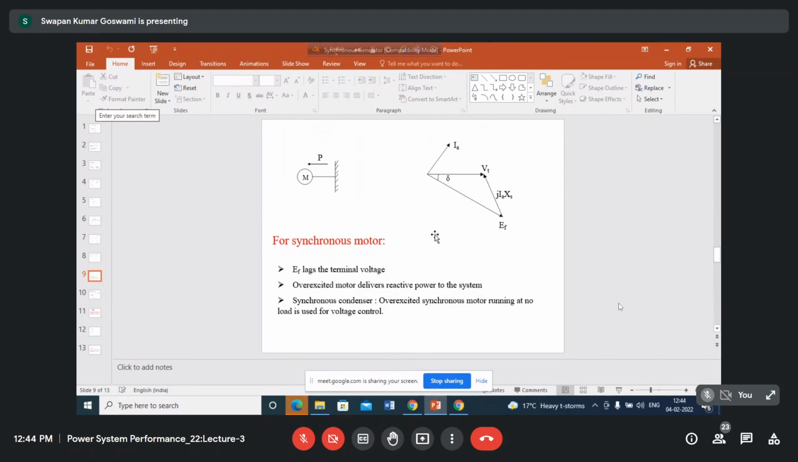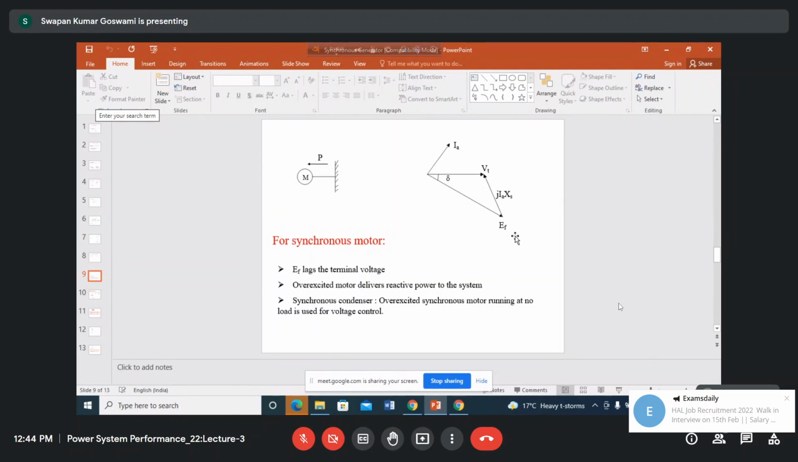So this particular operating scenario, when the motor is drawing active power but delivering reactive power, is called the operation as synchronous condenser, because this motor is behaving like a capacitor. Why is it behaving like a capacitor? Because a capacitor delivers reactive power.